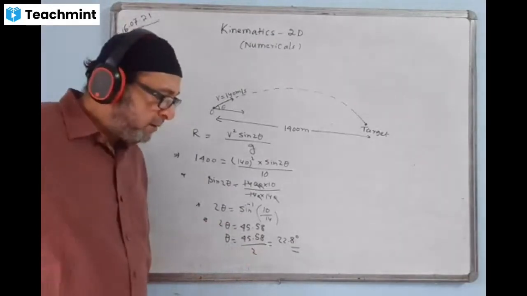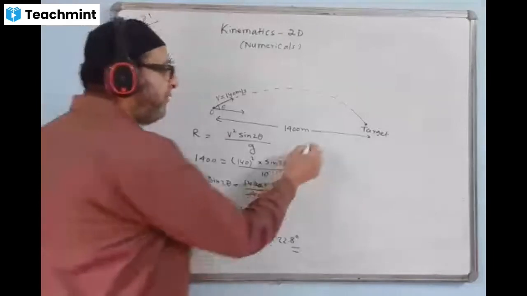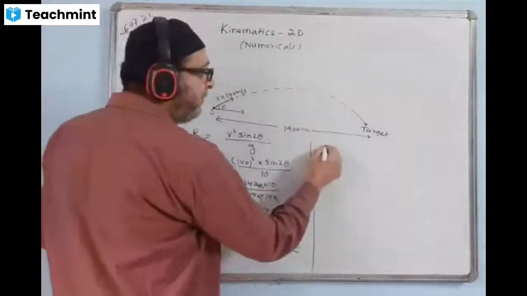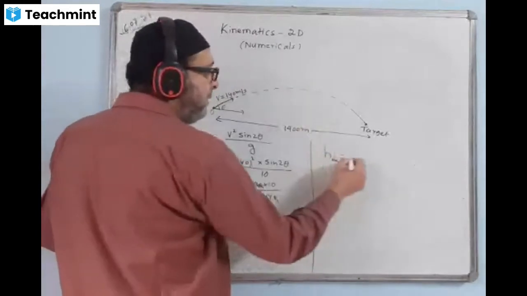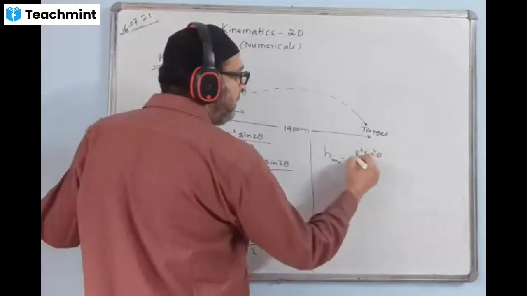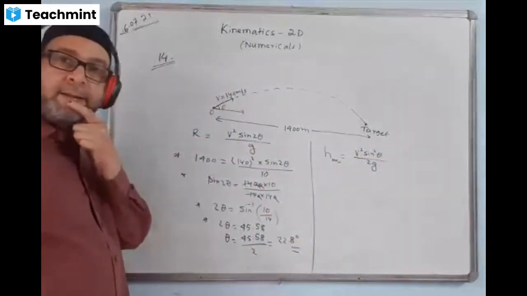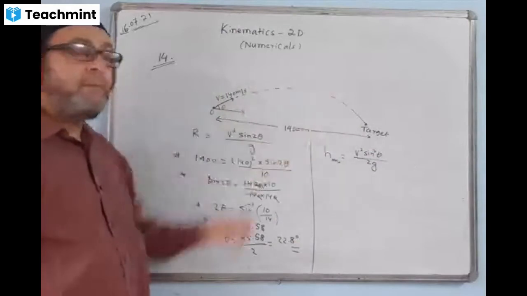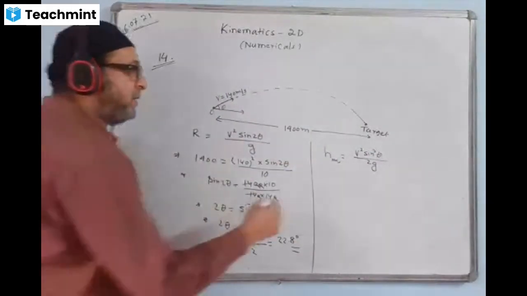Okay, now the second part. How high will it rise? How to find how much height it will rise? We have to use the formula of maximum height, H max. What is the formula of H max? If you know, H max is V squared sin squared theta by 2G. This is from the ground level and coming back to the ground level. This is not the second case of projectile. So find the answer now.